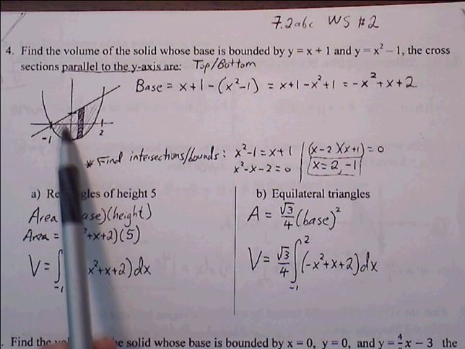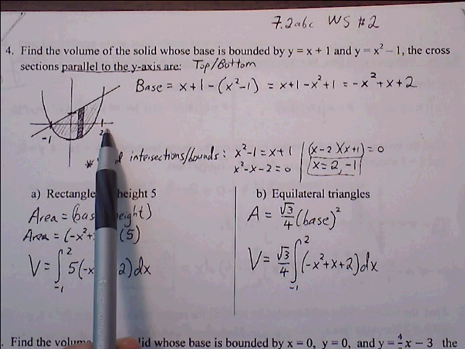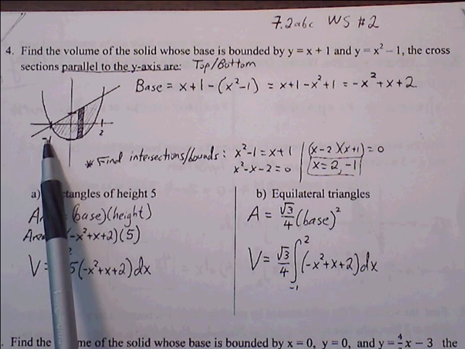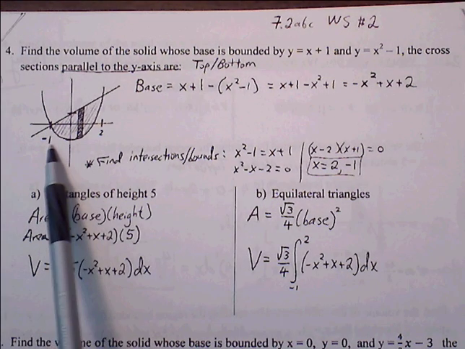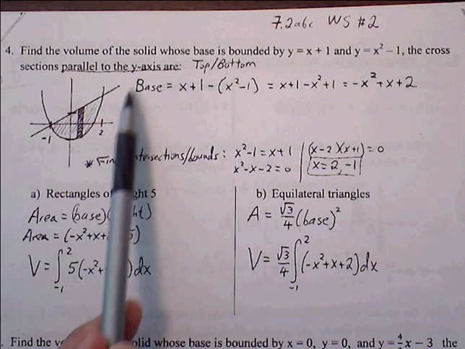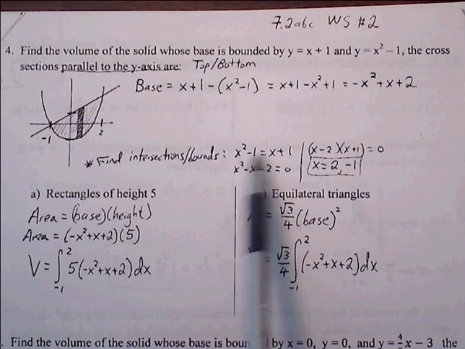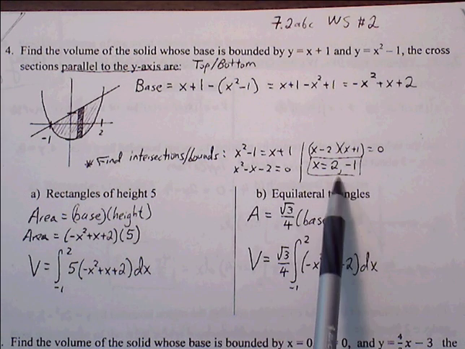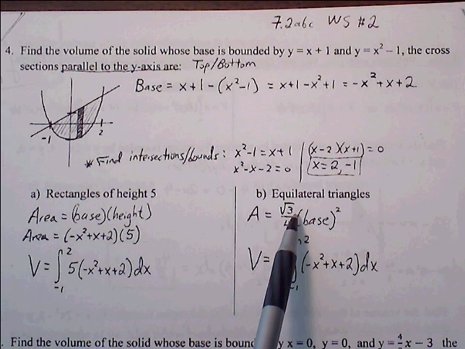And because this is top minus bottom, our bounds also have to be in terms of x. If we use the calculator, we can find the intersections at -1 and at 2, or we could set the two equations equal to each other. We can set x plus 1 equal to x squared minus 1, and then solve for x, and we'll get -1 and 2.